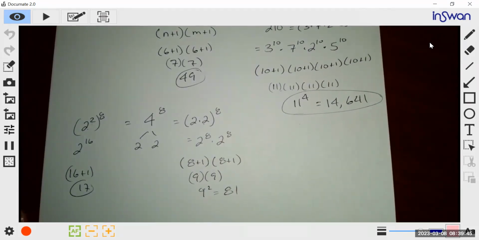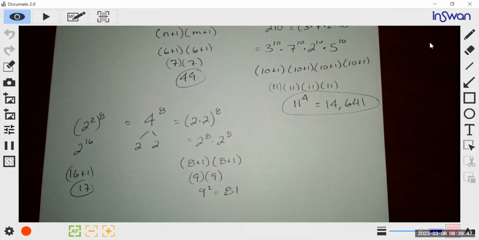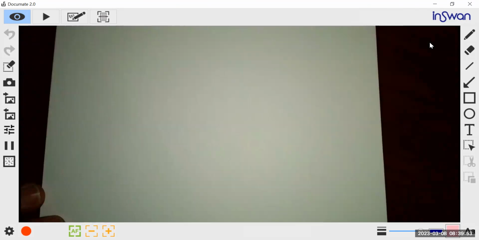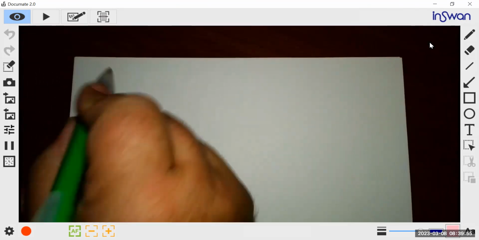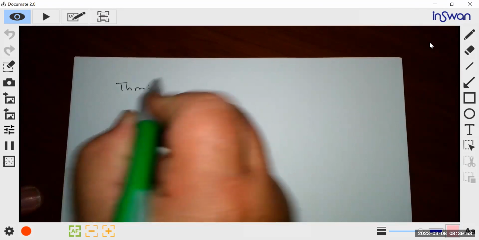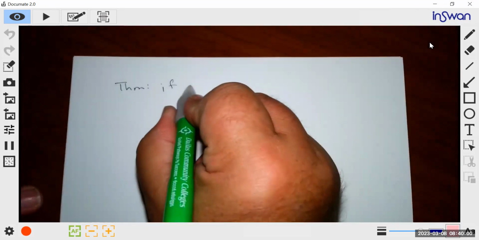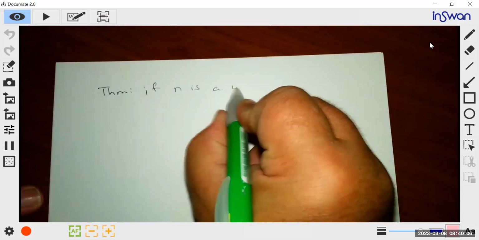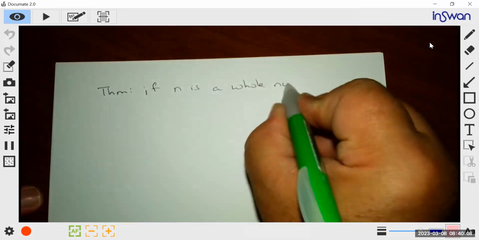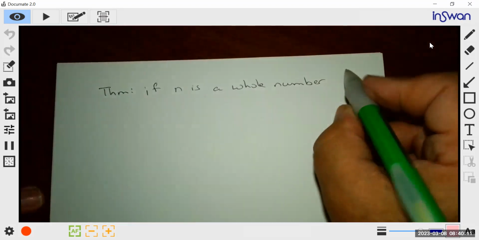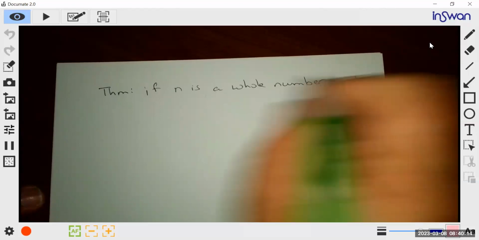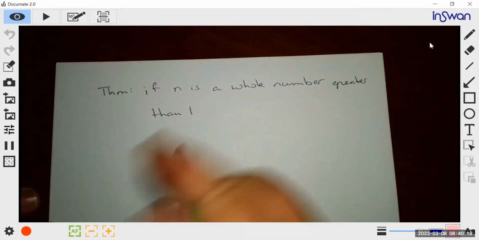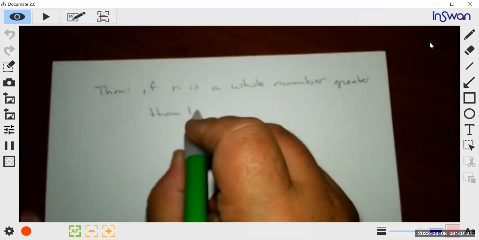All right, let's look at the other theorem. So that was the theorem, if P and Q are prime numbers. Let's look at another theorem. If N is a whole number greater than 1, in other words, it has to be a counting number. It's a natural number.